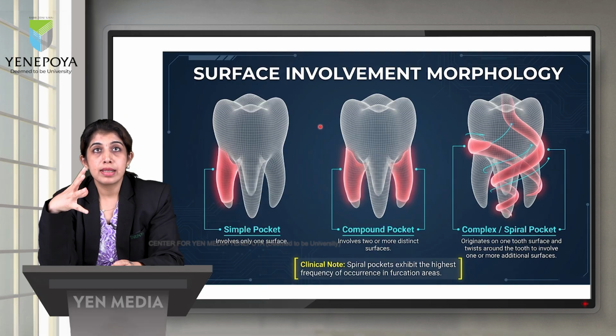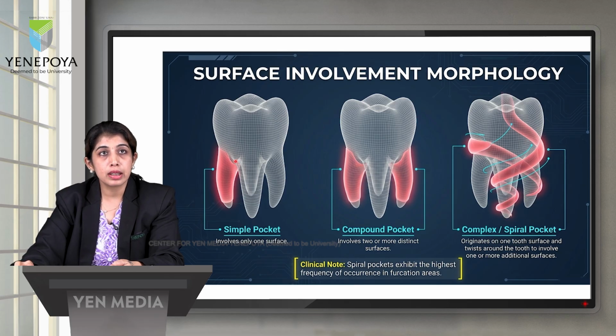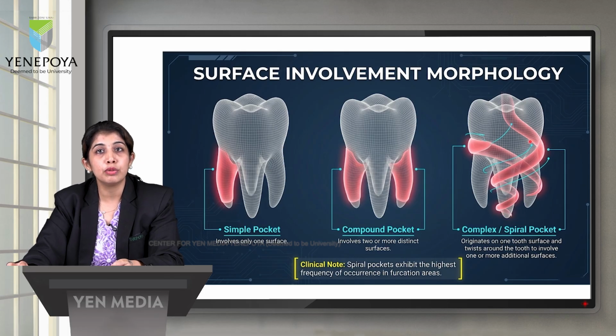Depending upon the surfaces involved and the morphology of the pocket, you can again divide them into simple, compound and complex. A simple pocket involves only one surface. Compound involves two or more surfaces. A complex pocket or a spiral pocket is one that originates from one tooth surface, twists around the tooth and then involves one or more additional surfaces. Complex pockets are difficult to treat because they begin at one end and end elsewhere, and they have a deep tortuous course. These kinds of pockets are more commonly seen in the furcation areas.